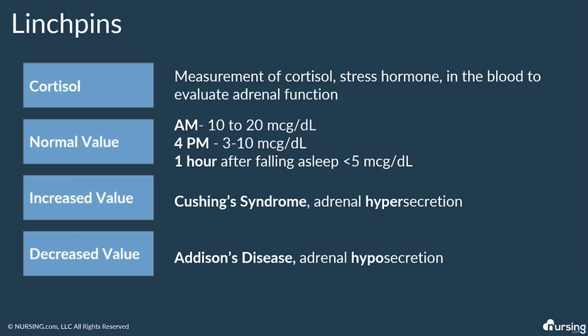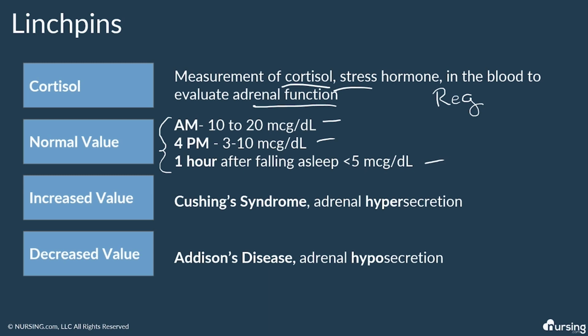The linchpins for this lesson are that the cortisol lab measures the amount of cortisol, which is our stress hormone. What cortisol really does is it helps to regulate our blood sugar and is drawn to evaluate our adrenal function. Normal values, if you remember, fluctuate throughout the day. In the morning, it's at its highest, normal values 10 to 20. In the afternoon, it's at its mid-level, 3 to 10.